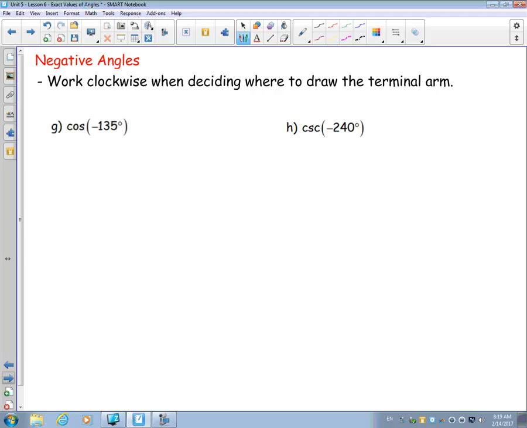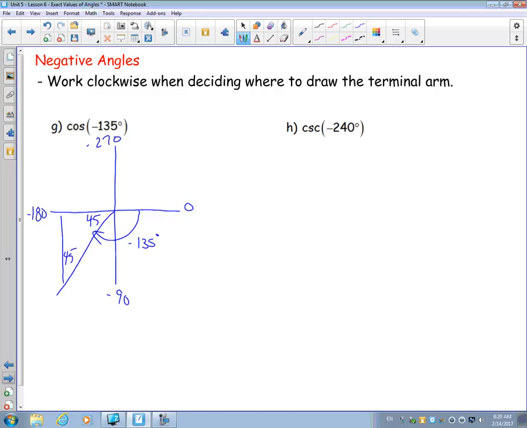So if I get cos negative 135, I have 0, that's like negative 90, negative 180, negative 270. We're going backwards now. So 135 would be between these two. We've gone this way, which leaves me 45 inside the triangle. 1, 1, root 2. I went left and down, so I have 2 negatives. Cos is x over r, so negative 1 over root 2. We'll rationalize. I end up with negative root 2 over 2.